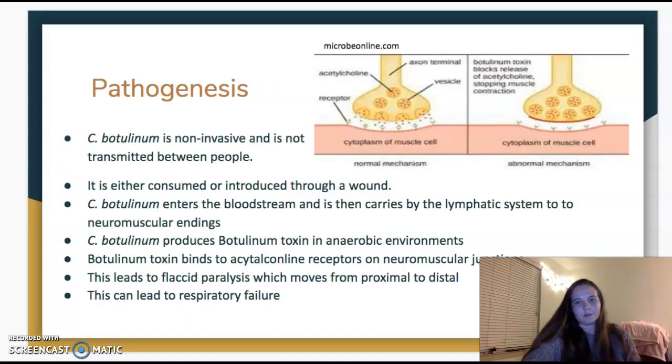For pathogenesis, C. botulinum is non-invasive and it's not transmitted between people. It's either consumed through food or it's introduced through a wound. Generally not a wound. You usually eat something that has C. botulinum in it. It then enters the bloodstream and is carried by the lymphatic system to your neuromuscular endings.